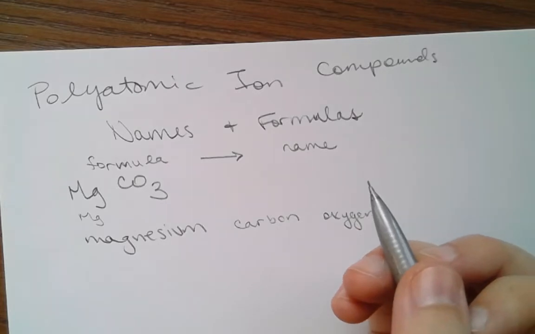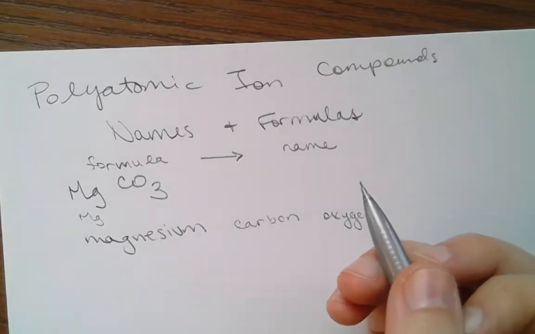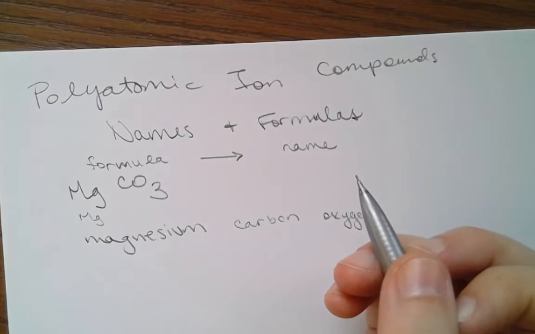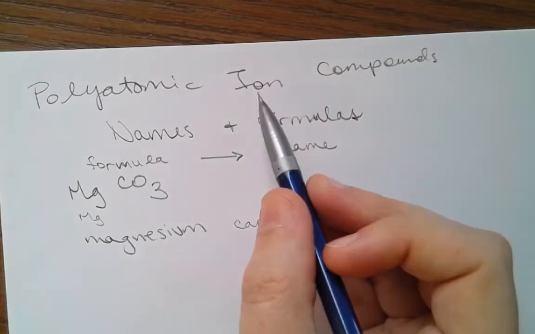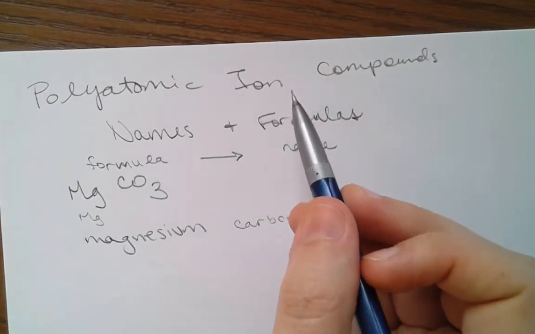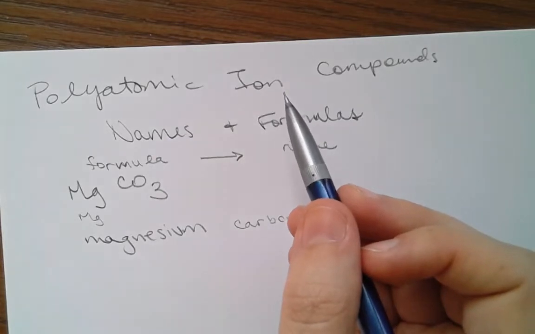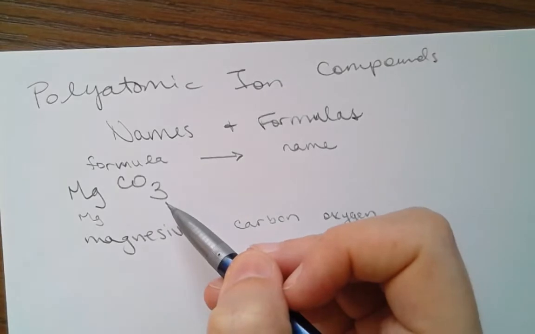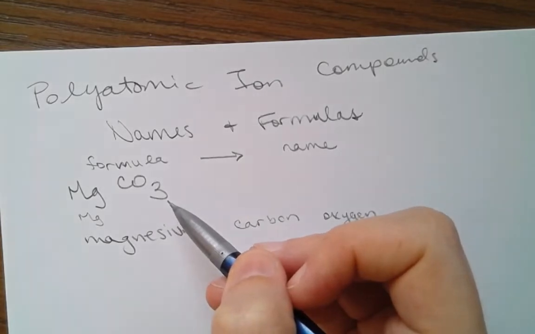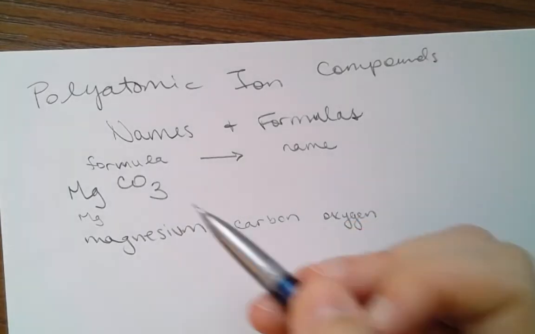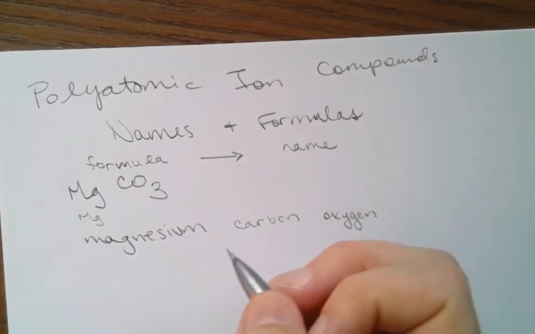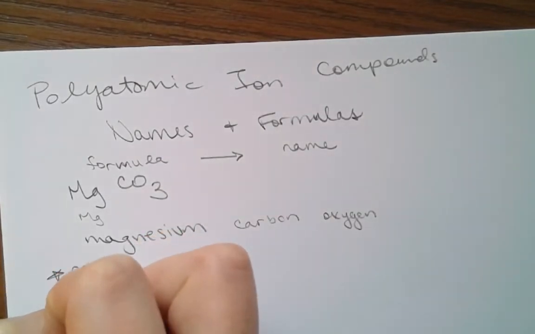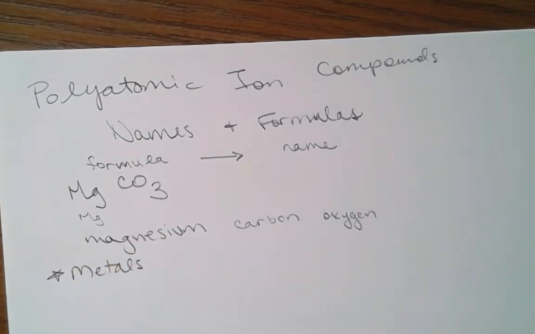You've got a cation and an anion. All ionic compounds have a cation and an anion. So one of the first things that you do is you look at this and you say, what is my cation? What is my anion? And here's your clue. Metals are almost always monatomic cations.